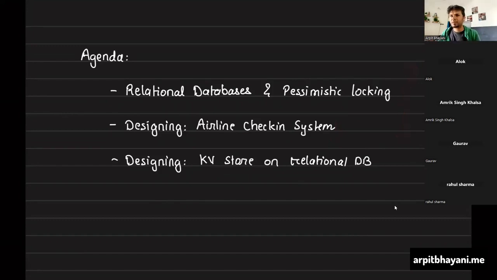Then we take a break for 5-6 minutes, and then a huge discussion around a key value store on top of relational DB. So the entire focus will be on relational databases only. We'll build a key value store on relational DB, which means that we want to have a key value store like thing, but on the back end, we'll be having a relational DB. So it would help us solidify our understanding around relational DB and key value store in general. Okay, so that's the agenda for today.